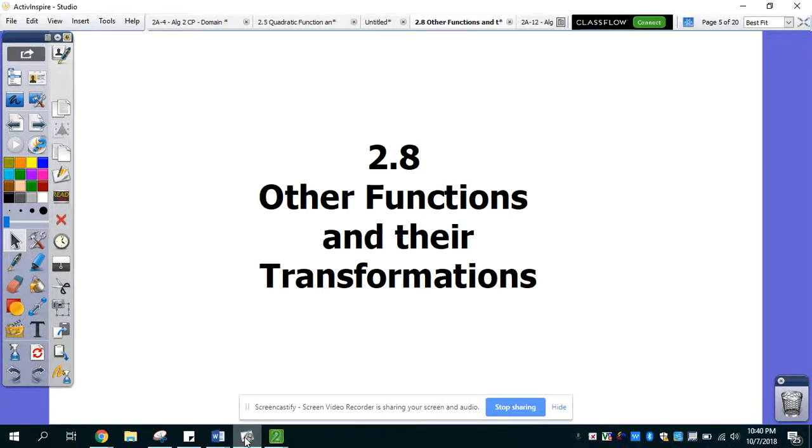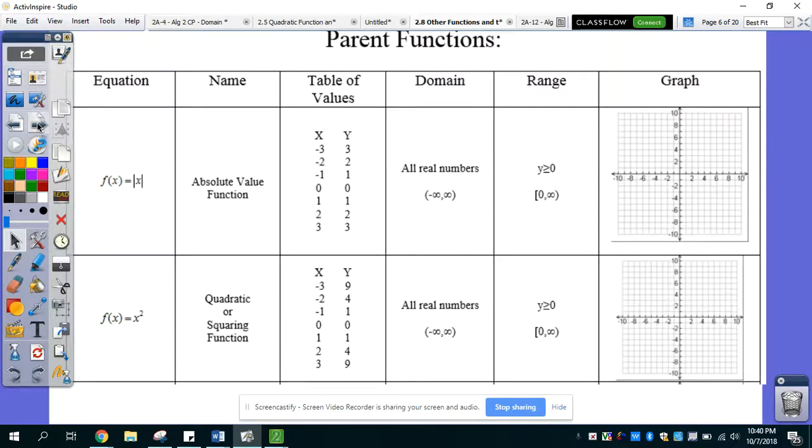Hi there. Today we're going to go over section 2.8, other functions and their transformations. At this time, you should have already learned how to graph the absolute value function and the quadratic function. We're just going to do a quick review.